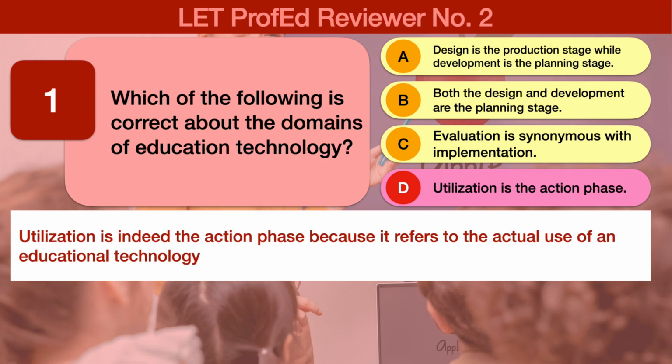The correct answer is D. Utilization is the action phase. The answer is letter D, because it refers to the actual use of an educational technology. A is incorrect, because the words design and development were interchanged. B is also incorrect, because it is only the word design which refers to planning stage. C is likewise incorrect, because evaluation is not synonymous with implementation.